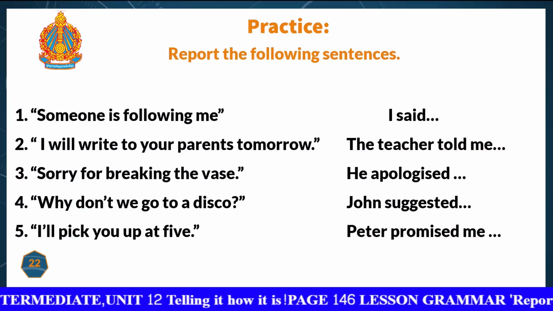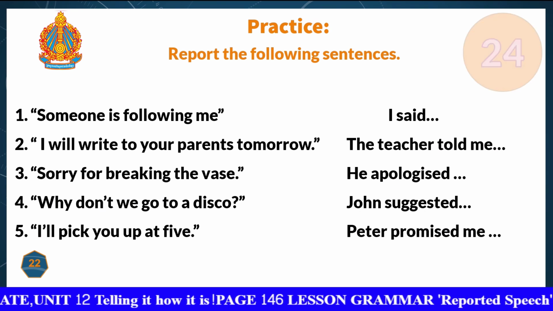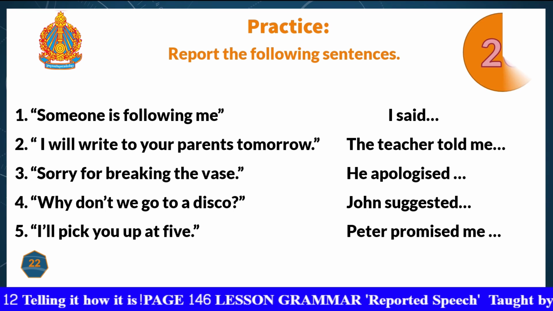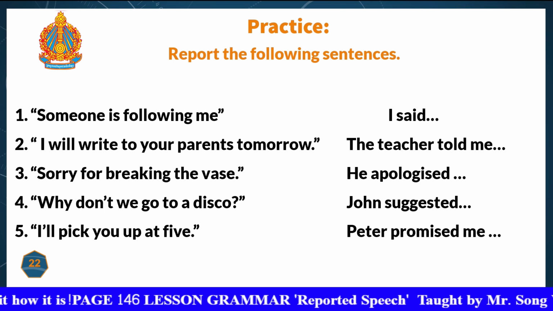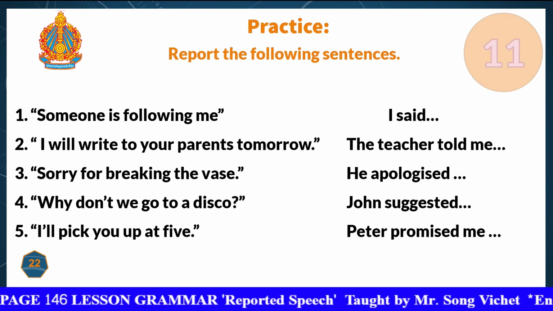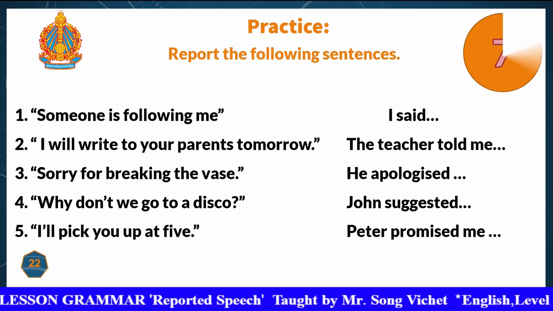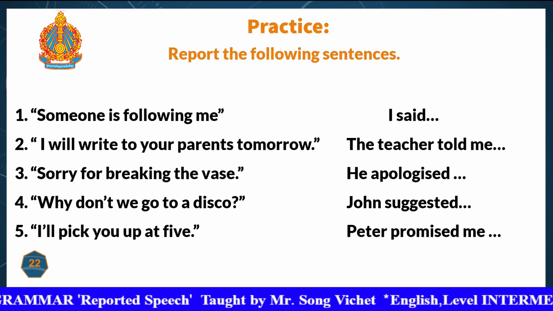You have 30 seconds. We have number 1 to number 5, and I already give you some clue as well. What you need to do is to identify the tense as well as the place or the people in the direct speech, and you need to put it into reported speech correctly. You have 10 more seconds. There are 5 statements, number 1, 2, 3, 4, and 5. And each statement contains the clue already.